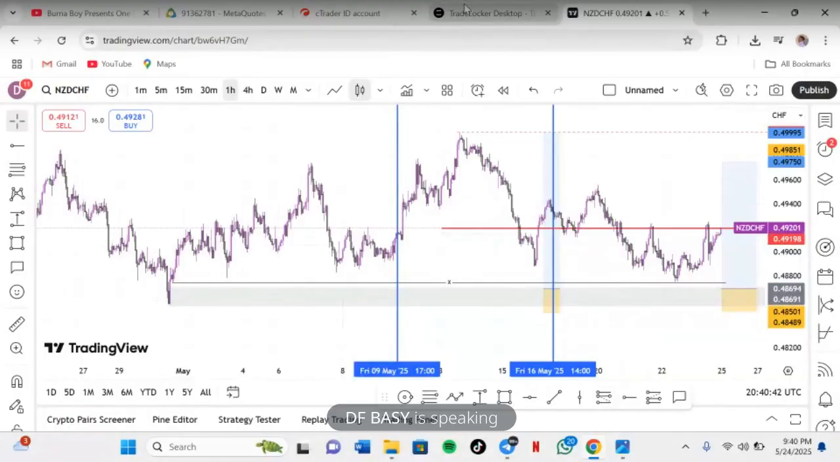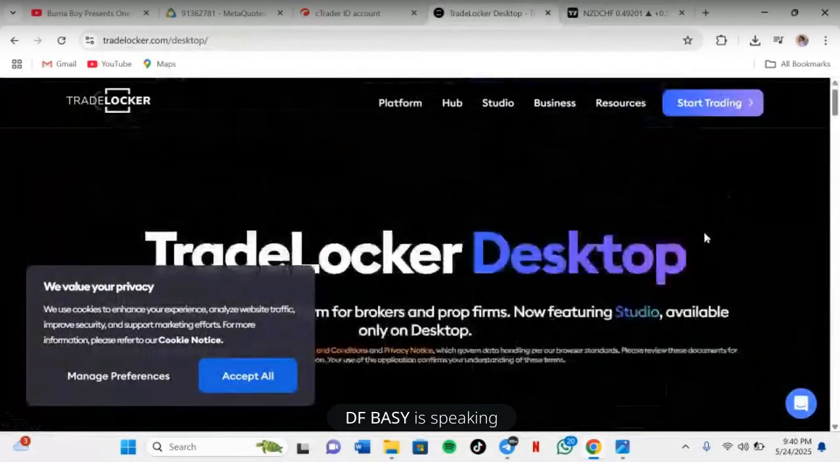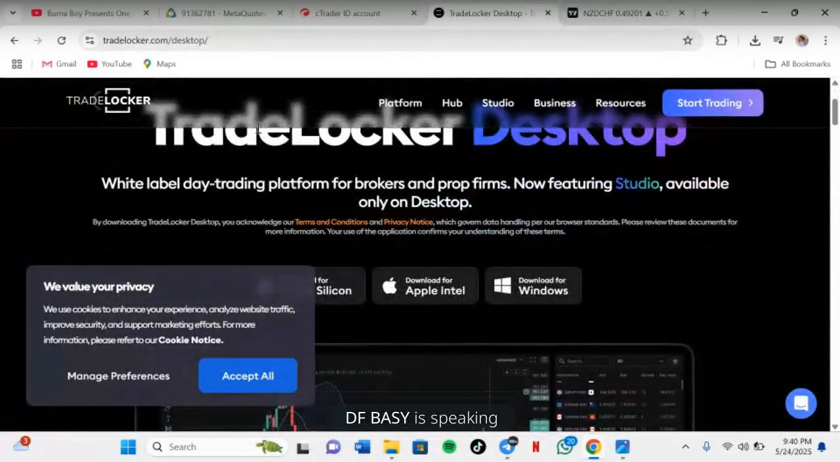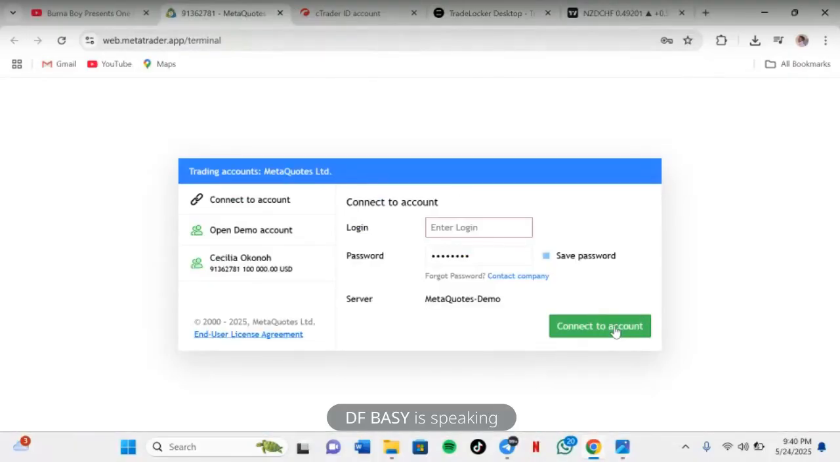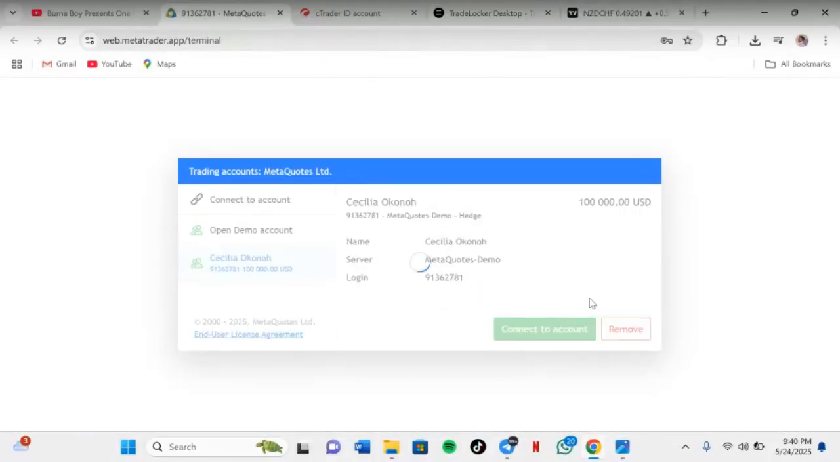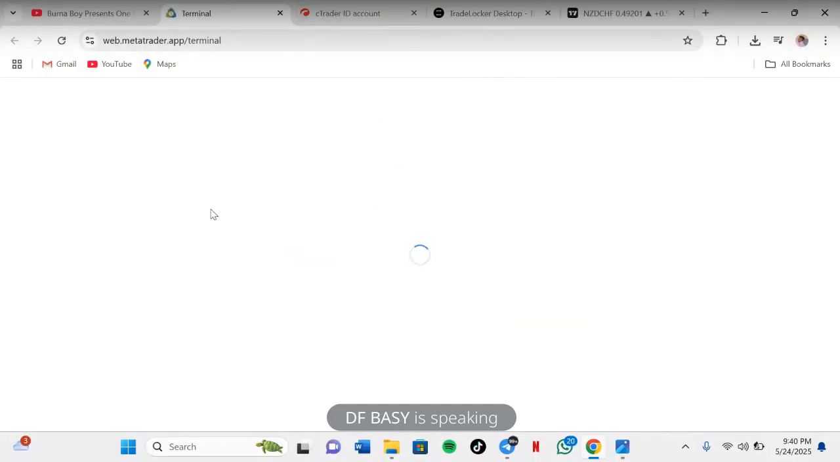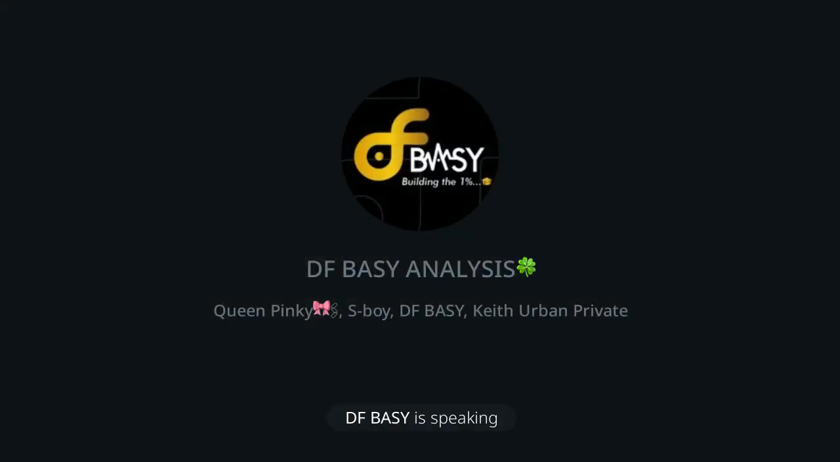So going to Trade Locker. I forgot to open an account on Trade Locker, but Trade Locker is the same thing as MT5. This account loaded. Trade Locker is like MT5. And what does MT5 do? MT5 provides you with access to the market, access to trade the market.